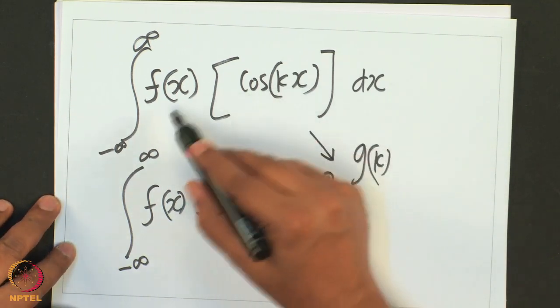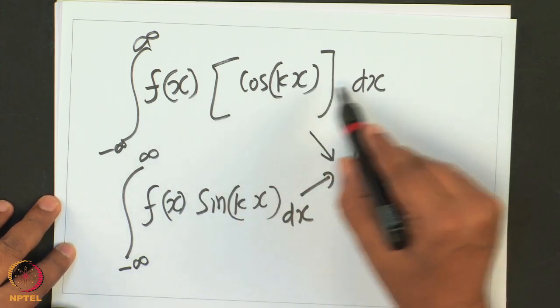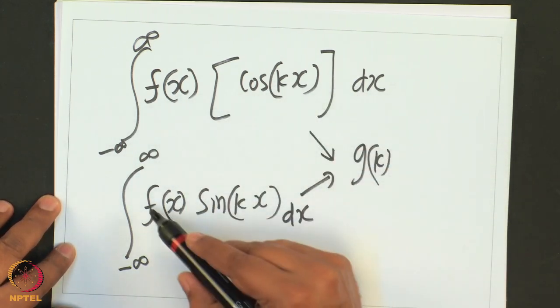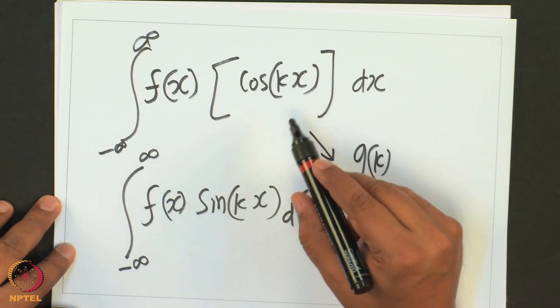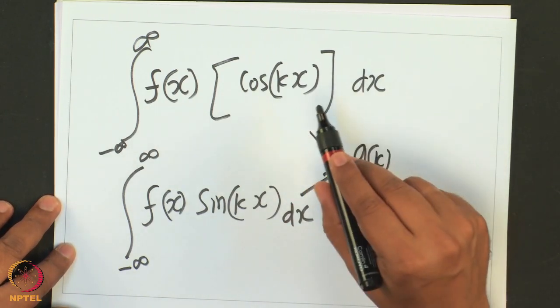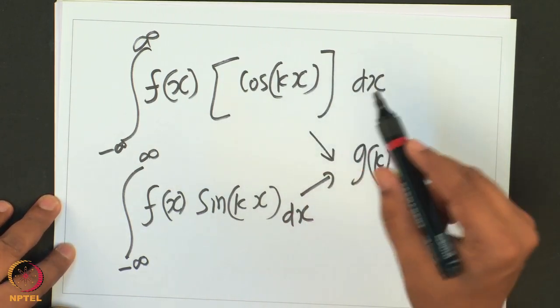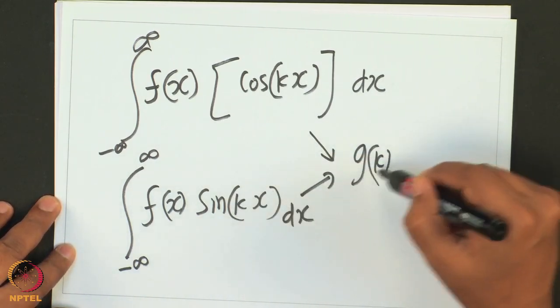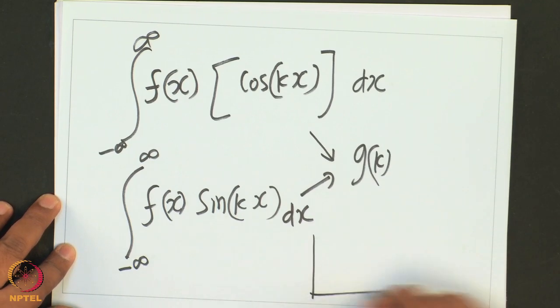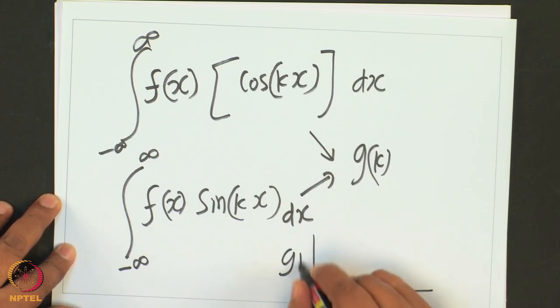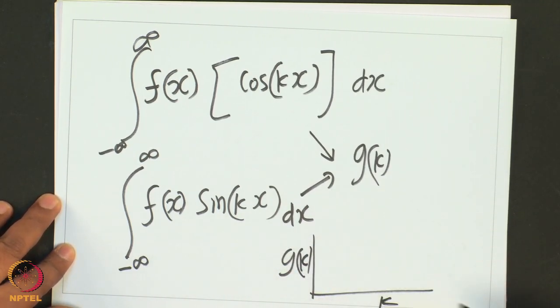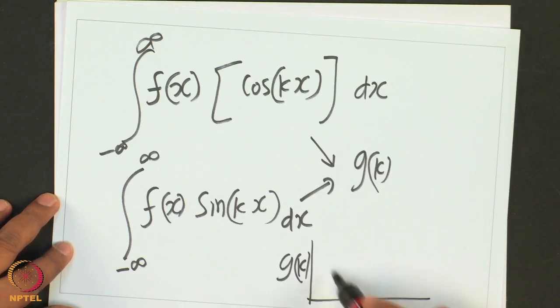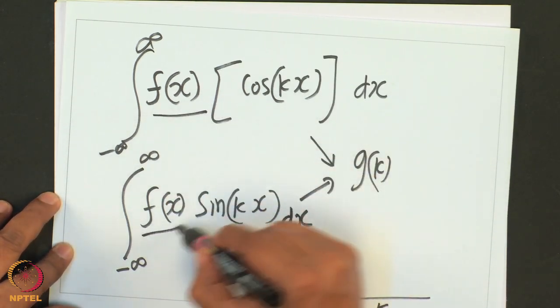So for every k, I do this integral. First I take k equal to 0, I do this integral, then I take k equal to the next value. So k is a continuous variable again. I could take various values of k and I do this and I plot g of k versus k. And I can store this information which is equivalent to storing f of x.